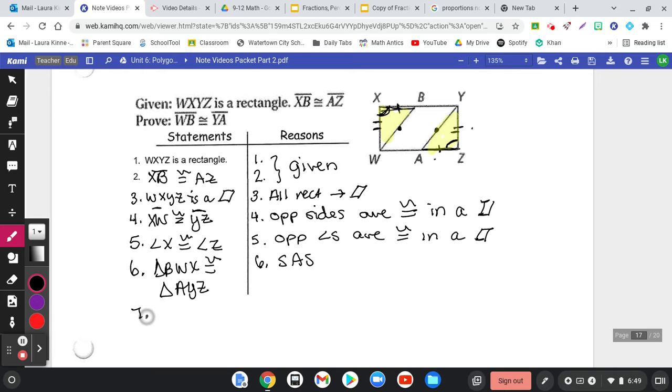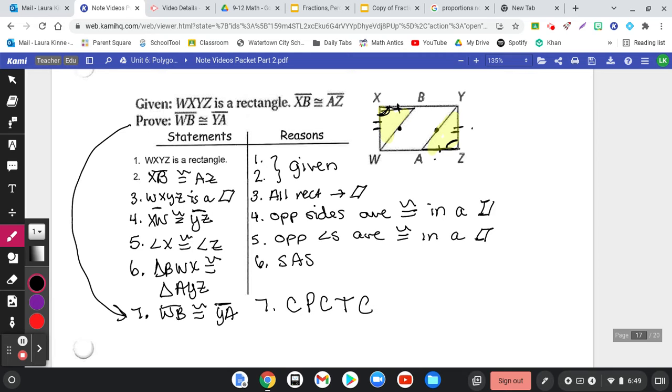So now for our last step, we can say WB, whatever it tells you to prove, always your last step. So side WB is congruent to side YA, and the reason, corresponding parts of congruent triangles are congruent, or CPCTC. Okay?